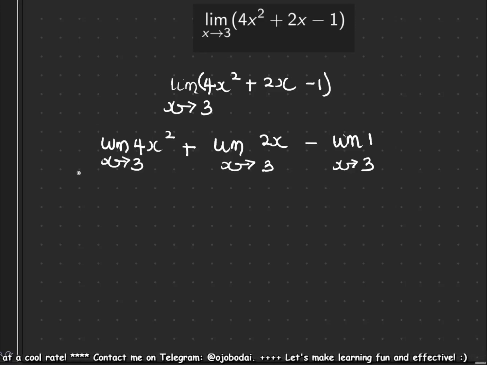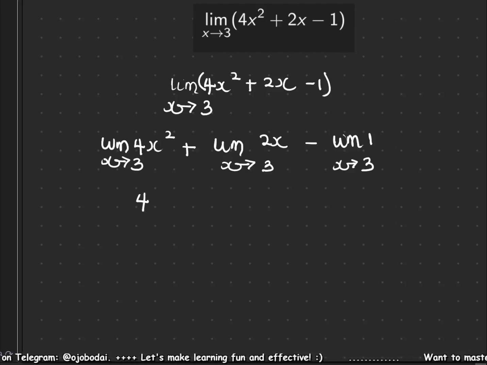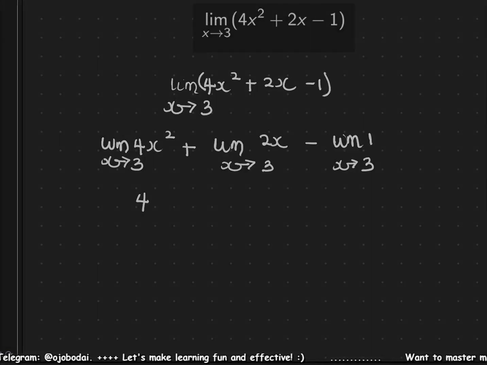sometimes you don't really need to apply all the laws for simplicity's sake so that you can quickly solve your question. So over here, as x approaches 3, all we are going to do is to substitute our 3. So that we have 4, then times your x, which is now what?